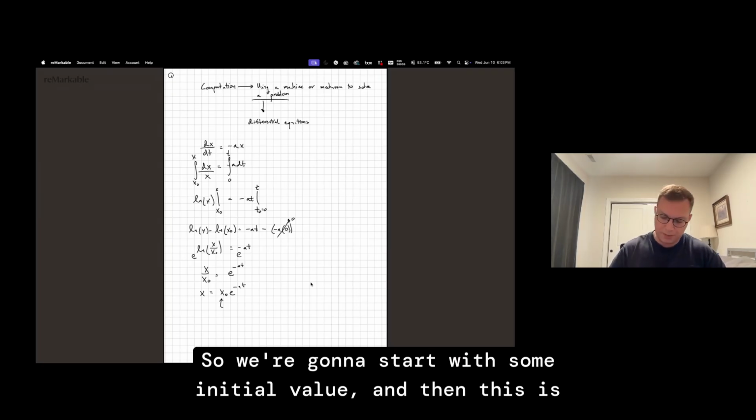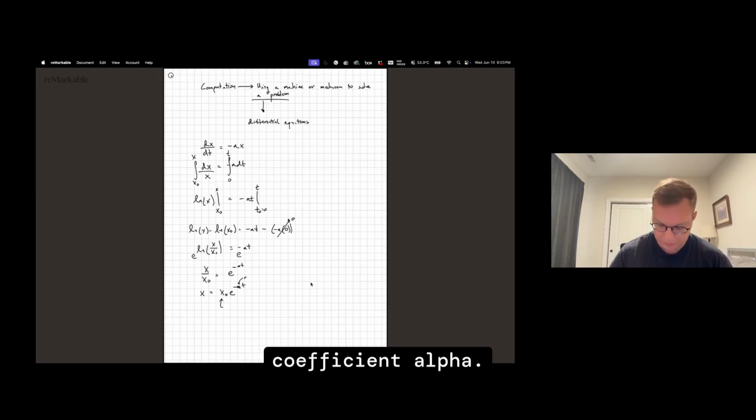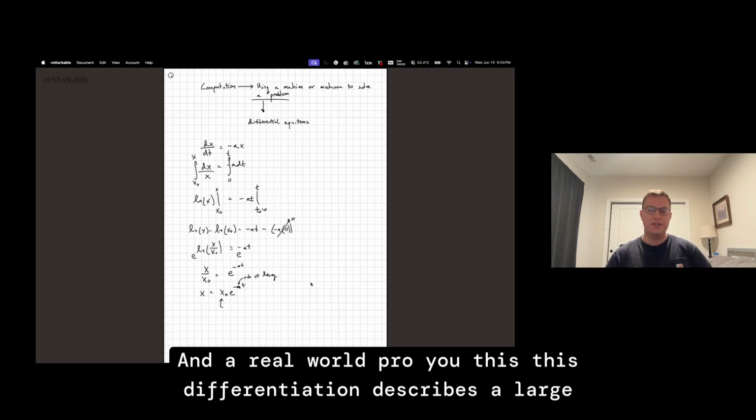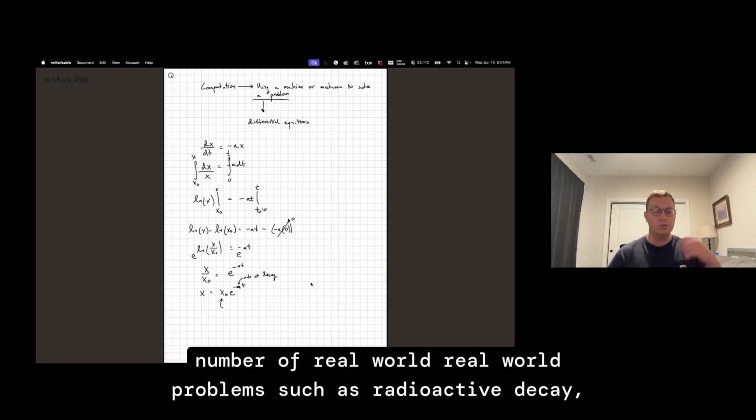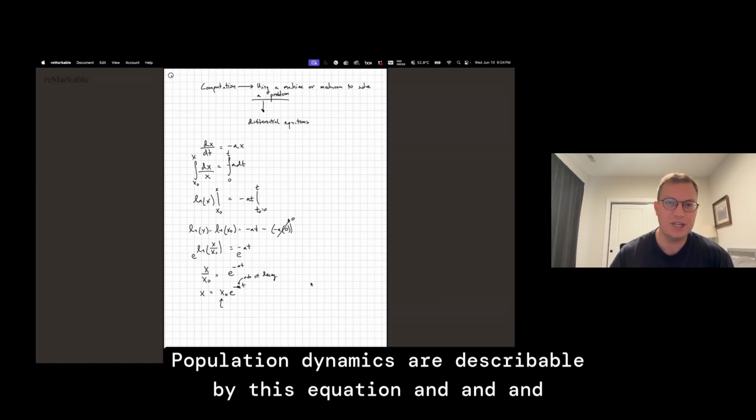So we're going to start with some initial value, and then this is going to exponentially decay away at some rate determined by this coefficient a. In the real world, this differential equation describes a large number of problems, such as radioactive decay, ion beam attenuation when it passes through a medium. Many things are describable. Population dynamics are describable by this equation and similar.